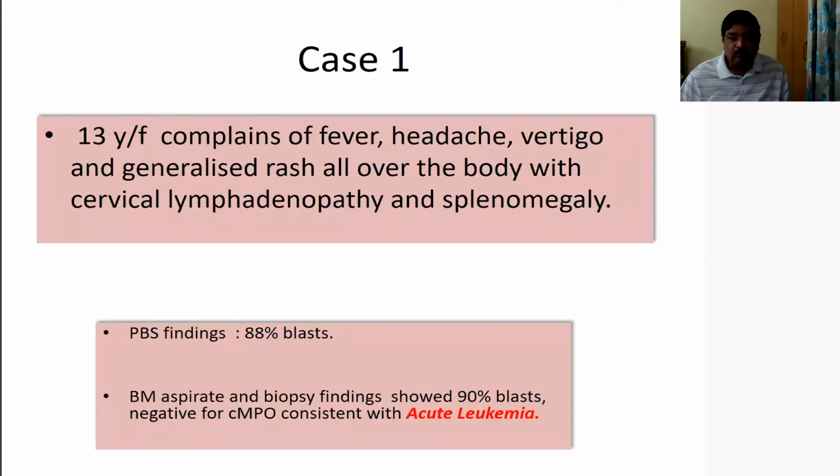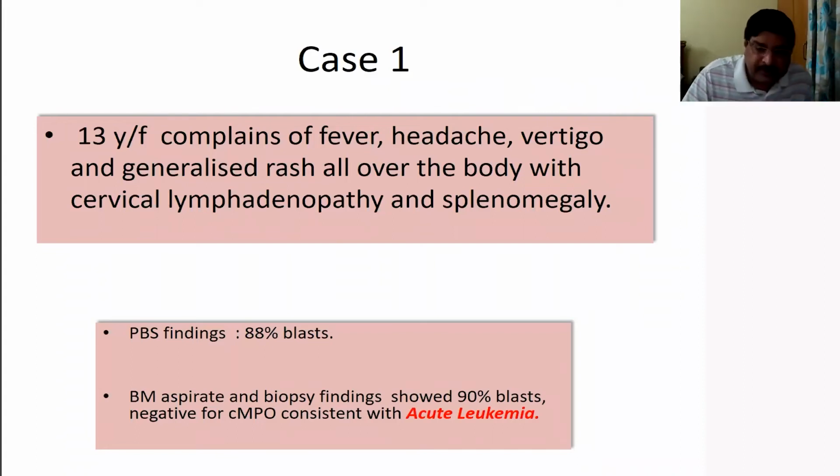So I will now discuss a few cases to illustrate how important and how easy or difficult the diagnosis is. This is a 13-year-old female complaining of fever, headache, vertigo, and a general rash all over the body with cervical lymphadenopathy and splenomegaly.